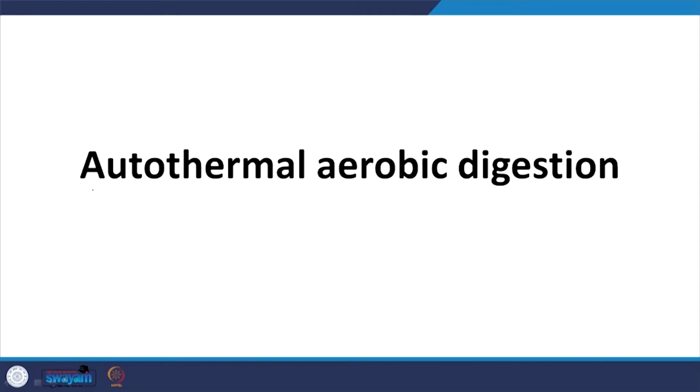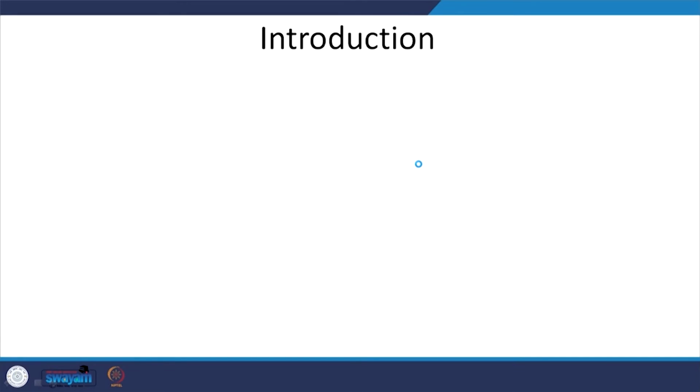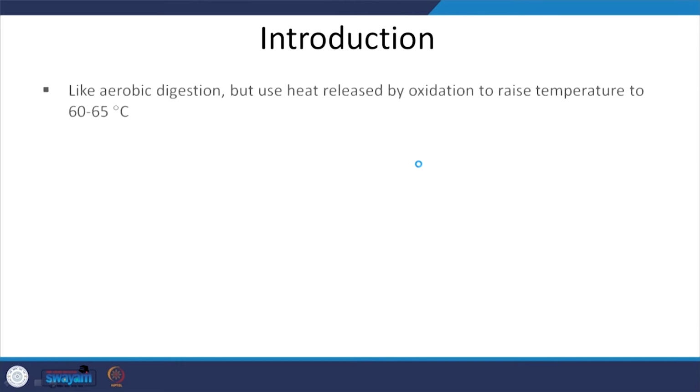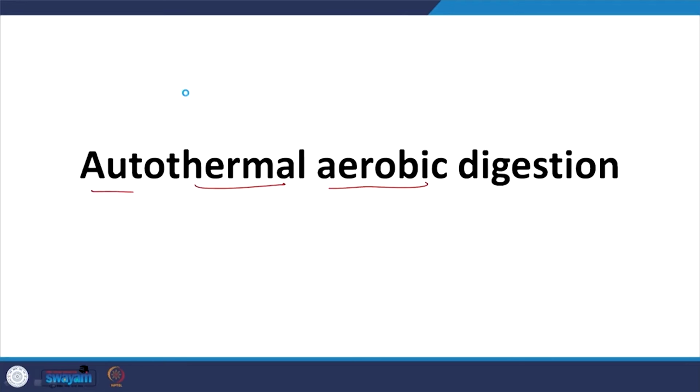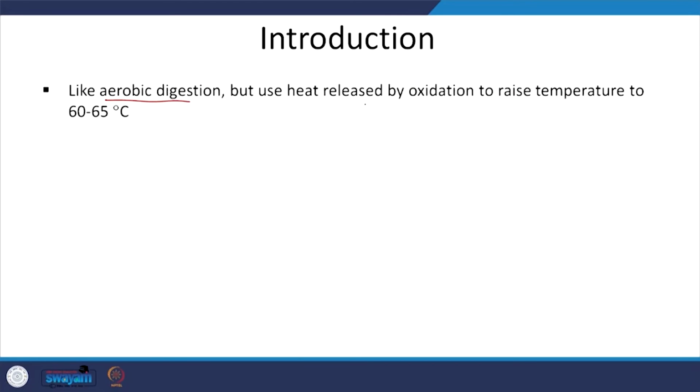And then autothermal aerobic digestion. Let us see what it is. I will more or less start summarizing from here. It is aerobic digestion, it is autothermal aerobic, right. It is aerobic, but thermal too. But we use heat released by oxidation to raise the temperature to 60 to 65. During oxidation, energy is released in that particular process. So, rather than allowing that heat to dissipate, we are going to try to use that heat to heat up the system, let us say, right.